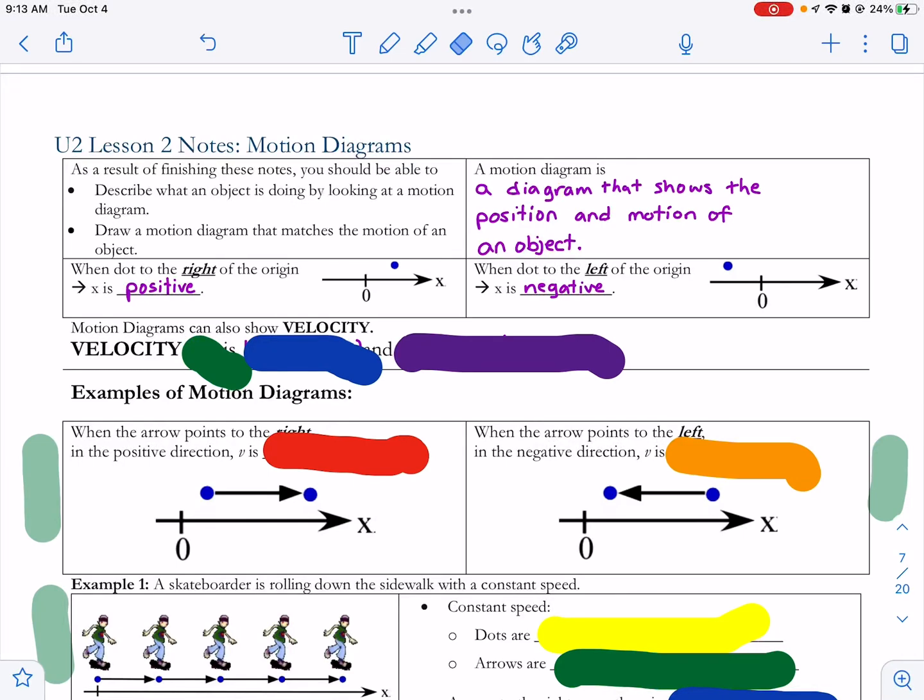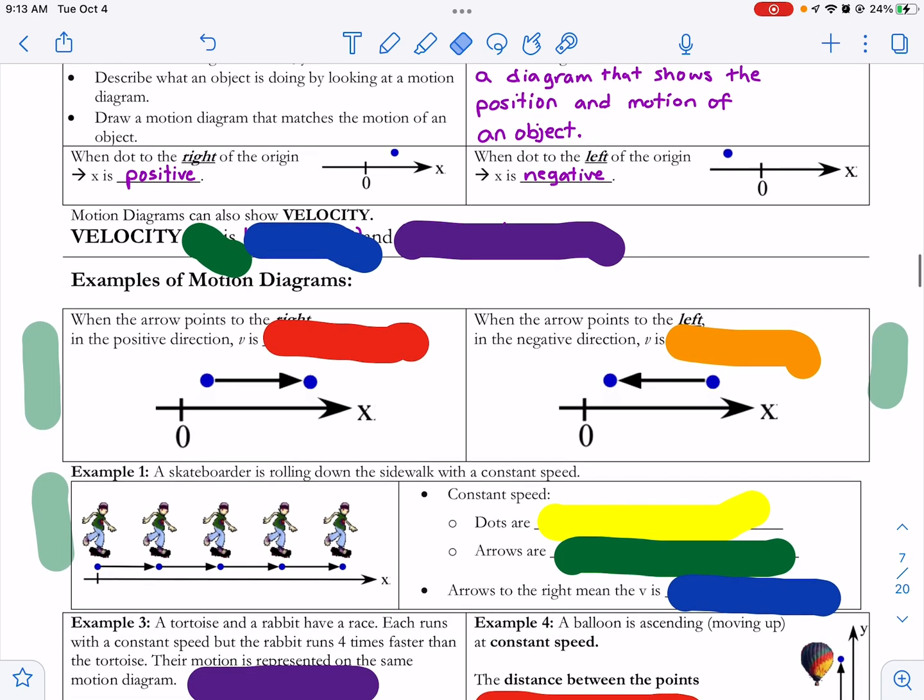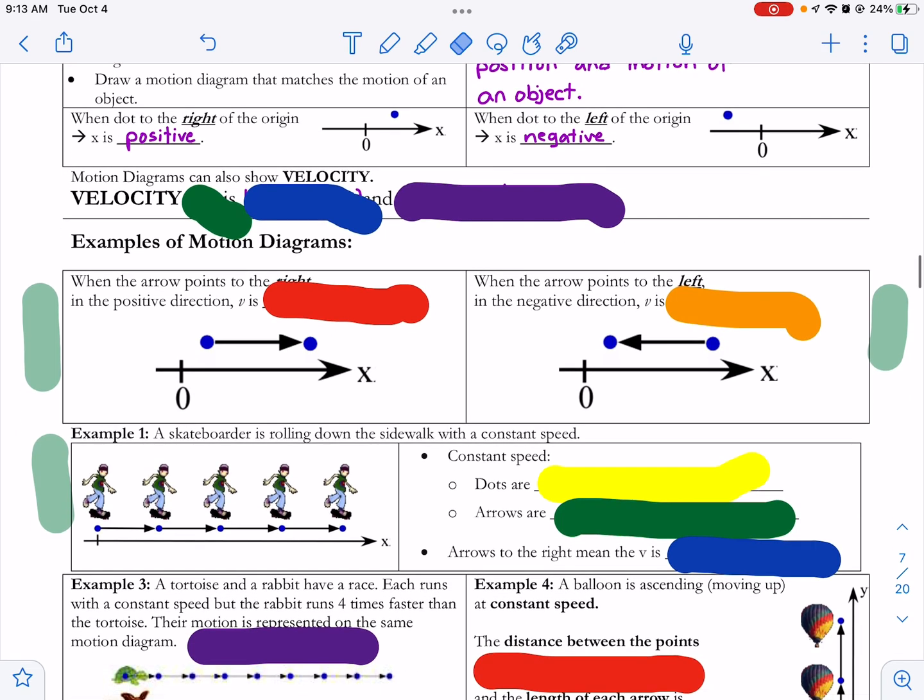So let's take a look. We're going to look at how velocity looks on a diagram. Velocity might be a new word for you, and that's totally okay. We use a V for velocity. V, velocity. They start with the same thing. Hopefully that's easy to remember.